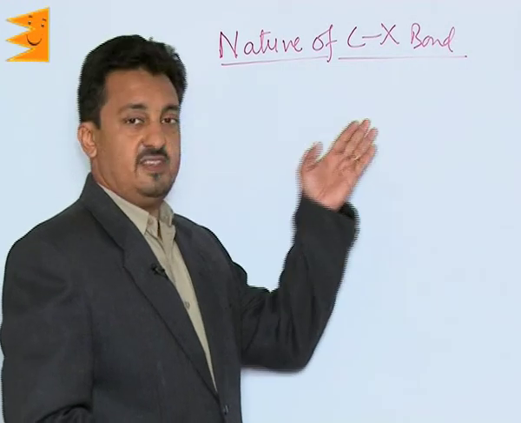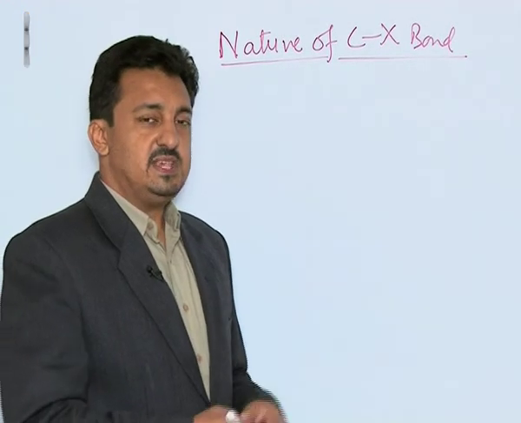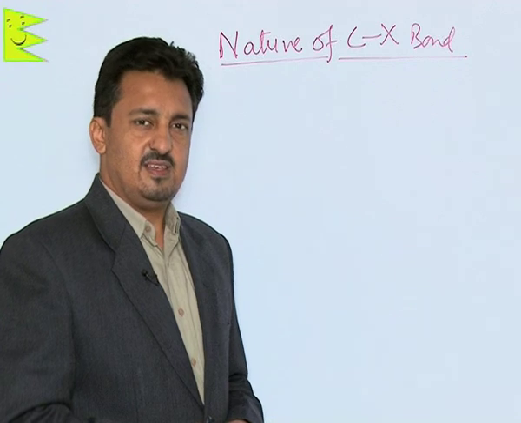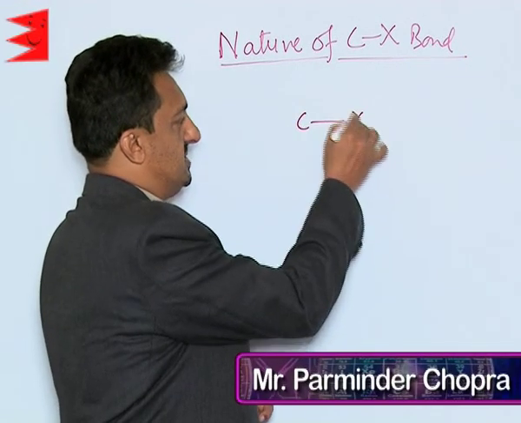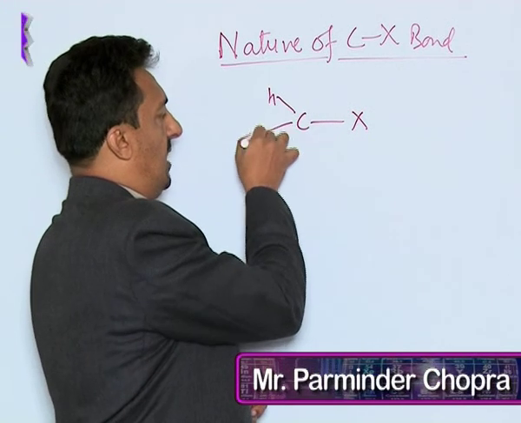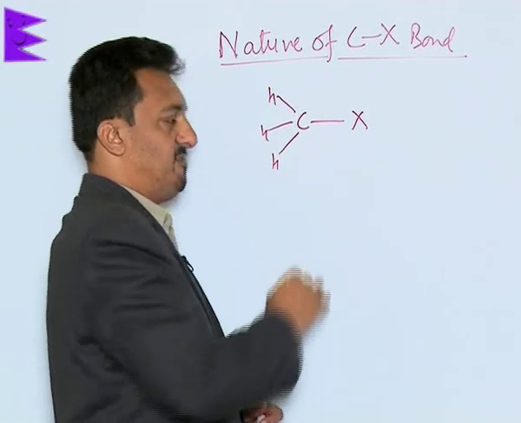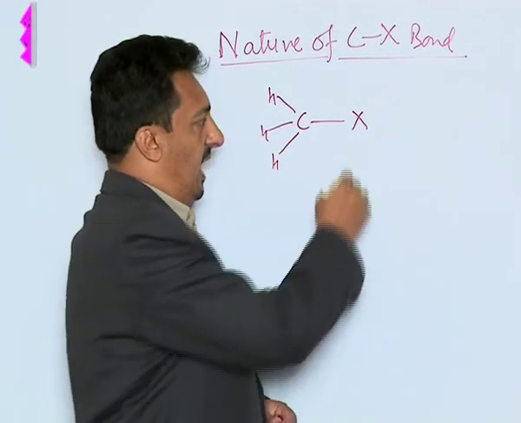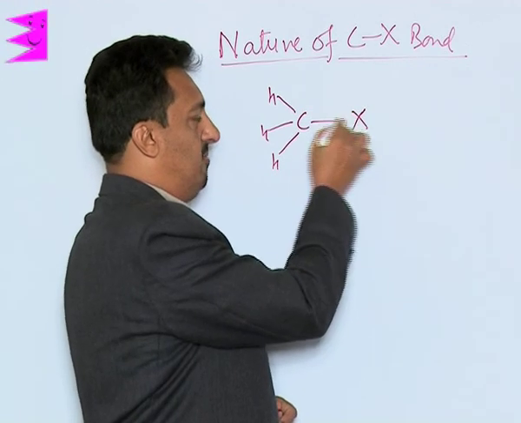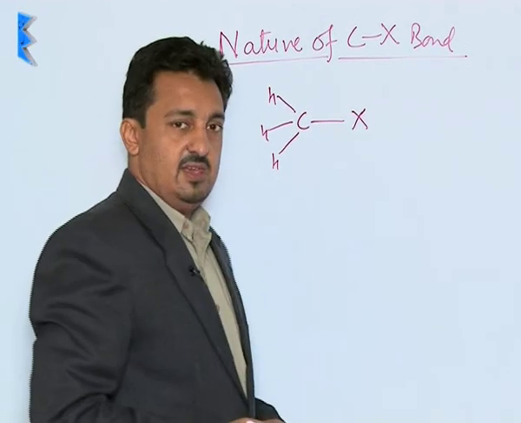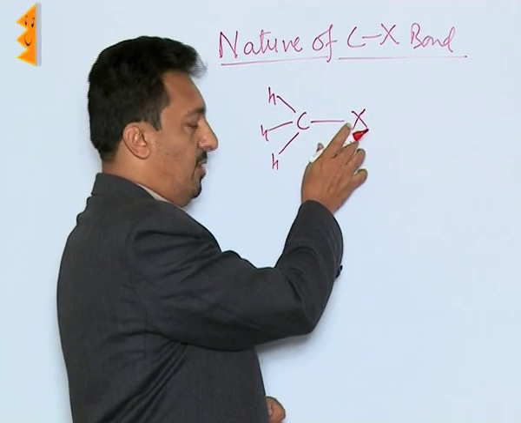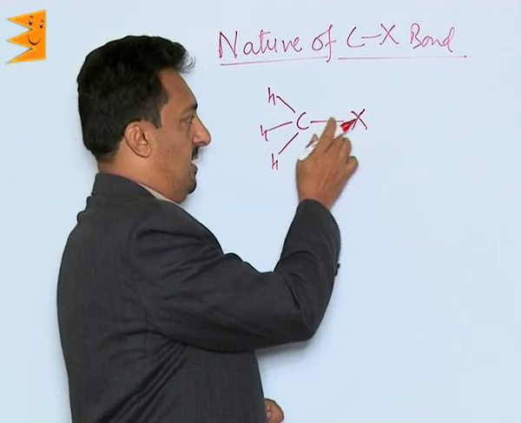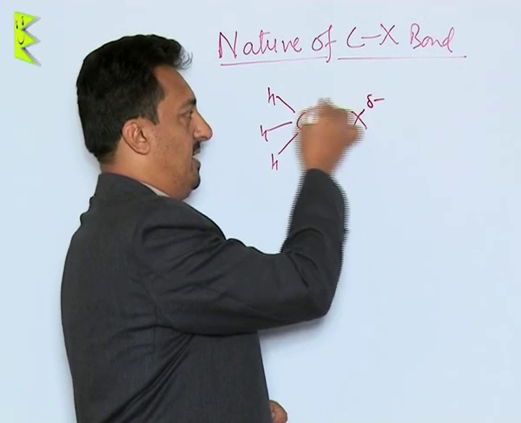The nature of the C-X bond. The C-X bond in the alkyl halides is polar in nature. We can see here that the carbon which is having the halogen is sp3 hybridized, and due to this reason this bond between the carbon and the halogen is polar in nature. This polar covalent bond, the polarity of this bond depends upon what?